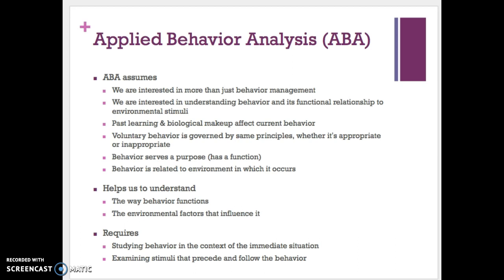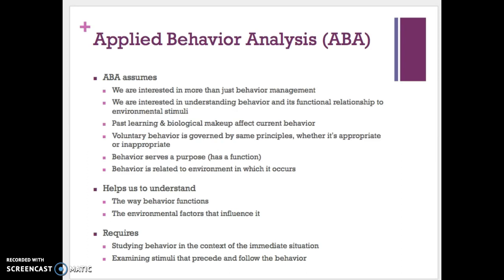So applied behavior analysis, what is it? It assumes that we are interested in more than just behavior management. So this is really talking about shaping behaviors and teaching behaviors that are functionally equivalent. We're going to talk a little bit about what functional means. We're interested in understanding behavior and its functional relationship to environmental stimuli. So function means the purpose of a behavior.